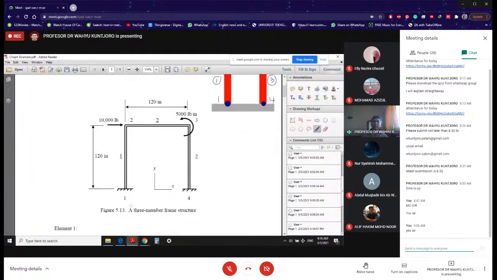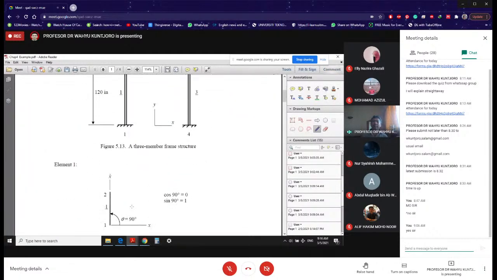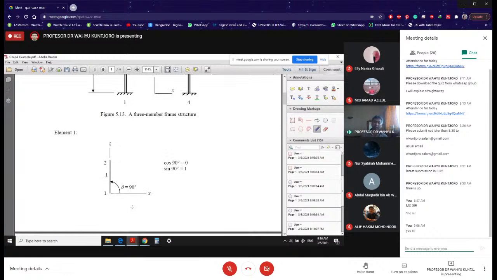So let's go to element number 1. That's element number 1. Number 1, you have to decide the first thing: what will be the positive x local axis. I decided from 1 to 2. So that's your theta. And cosinus, sinus, you get it.